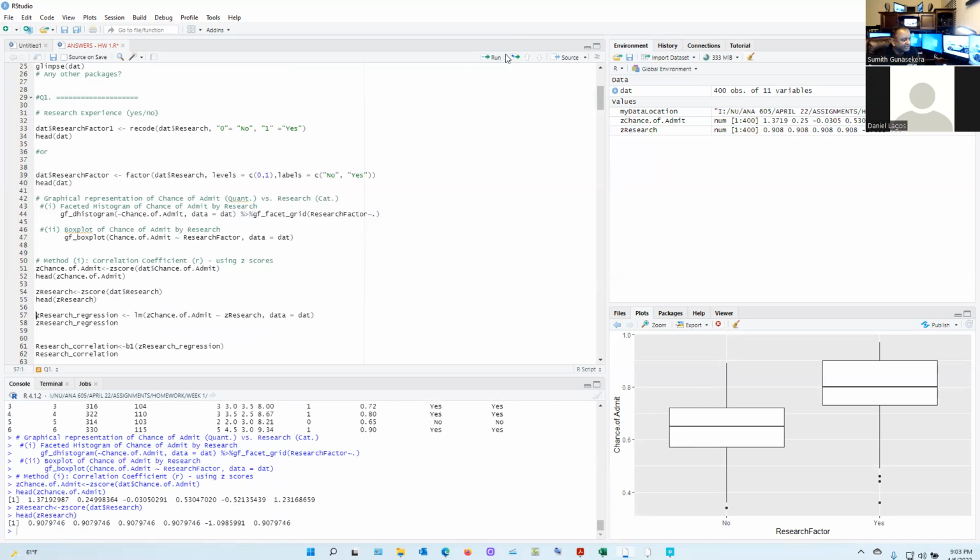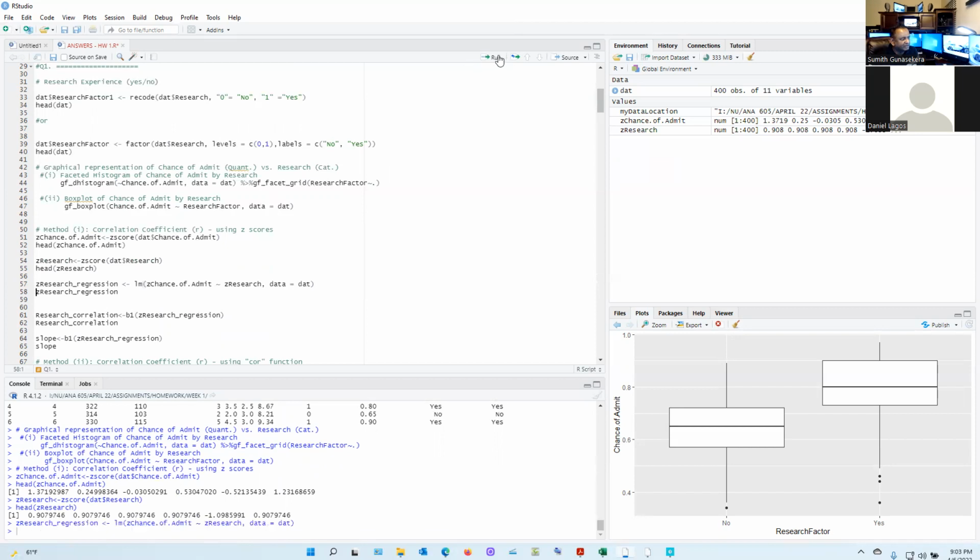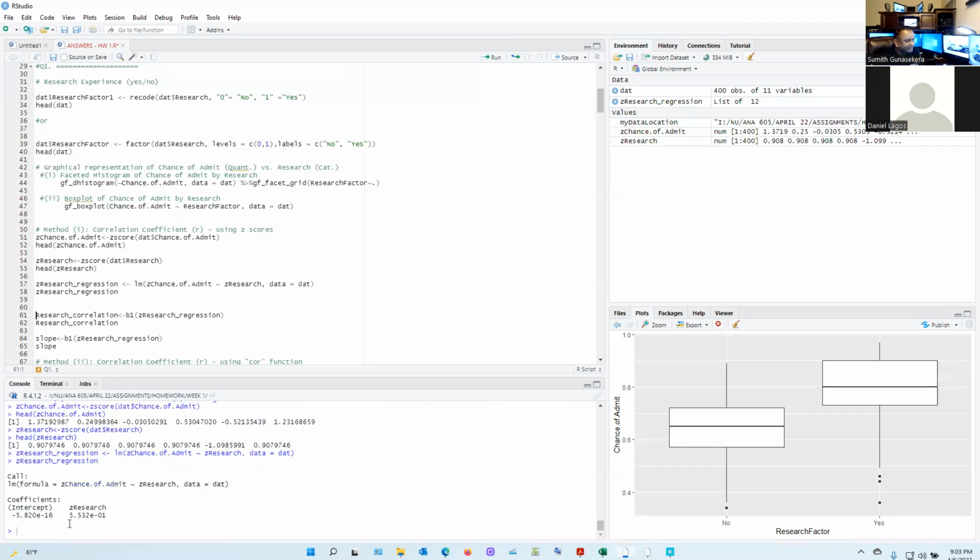See? Standardized. Then I'm going to run the regression between the standardized ones. See, Z chance of admit versus Z research with the data. And I'm going to call that one Z research underscore regression. Okay, let's run this one. See, these are the values. And from this one, you can easily say it's B1. B1 is this one. This B1, this B naught. You know that one.